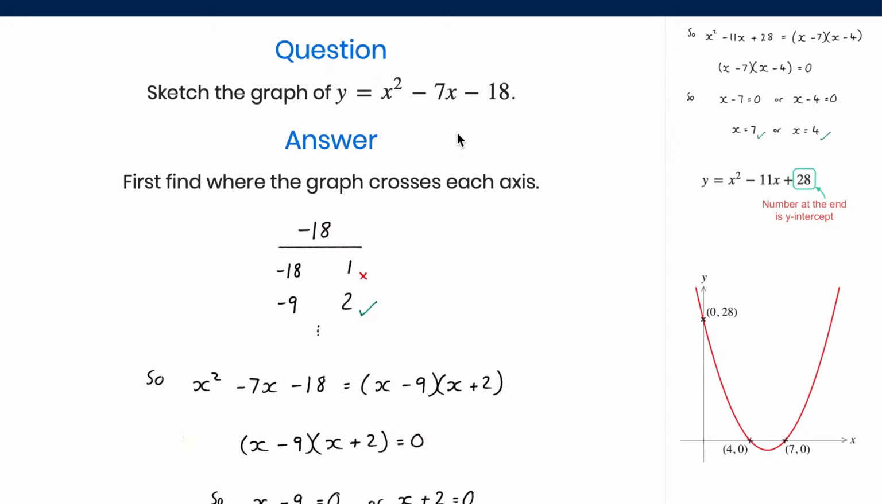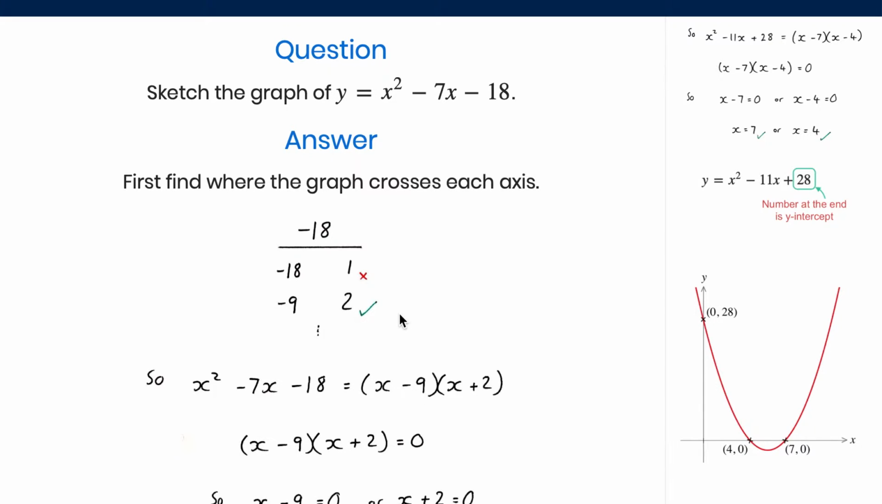We're going to first find where it crosses each axis, and this means first putting y equals 0 and solving x squared minus 7x minus 18 equals 0 by factorizing. In other words, finding two numbers that multiply to make minus 18 and add to make minus 7. So we have minus 18 at the top, and then factors in pairs are minus 18 and 1, which does not add to make minus 7.